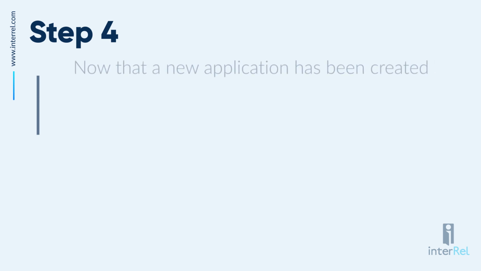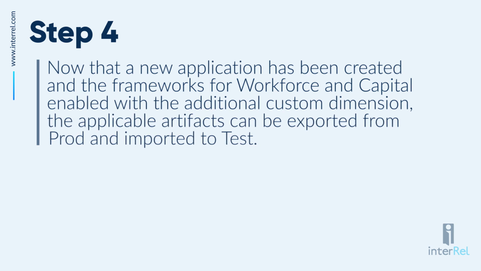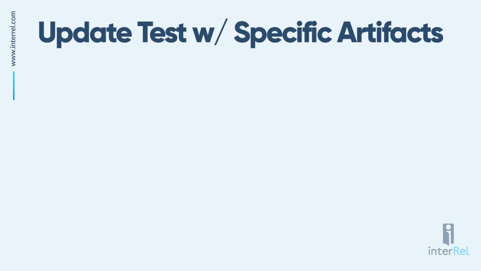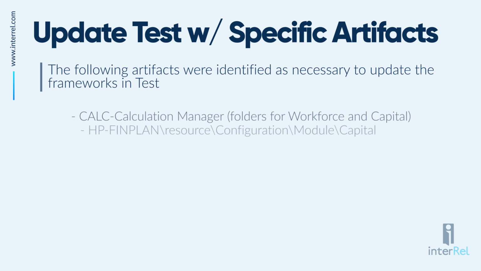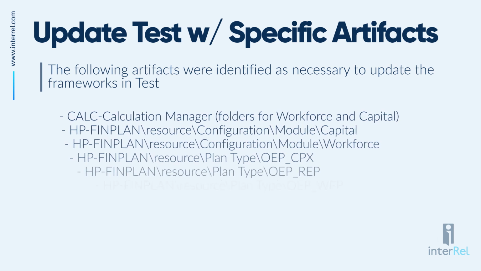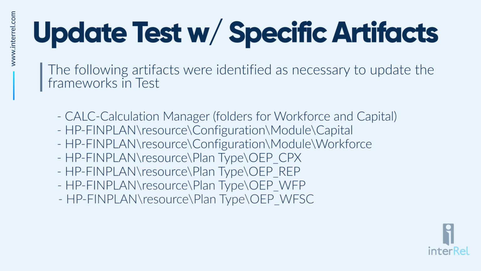To recap, we've recreated our application in the prod environment with the same application name and settings and enabled Workforce and Capital the same with the addition of the third custom dimension. Step 4 is to export the relevant artifacts from prod so they can be imported to test. We identified these artifacts as necessary to update the frameworks in test with the changes. Calc Manager folders for Workforce and Capital, Modules folders for Workforce and Capital, and Plan Type folders for Workforce and Capital.